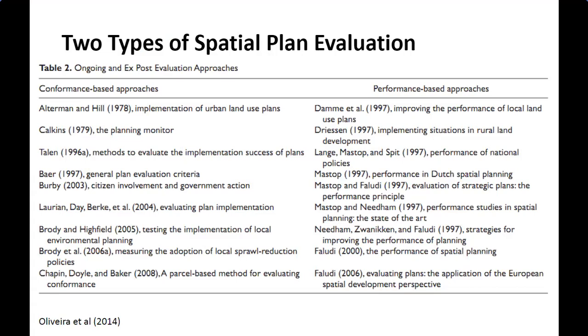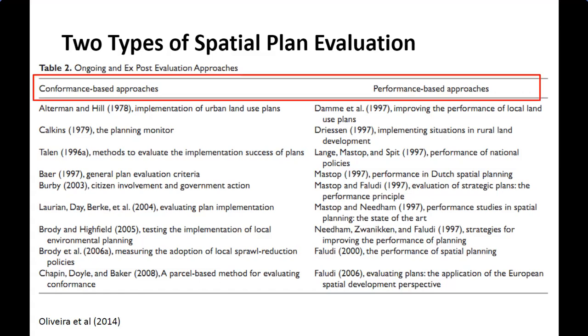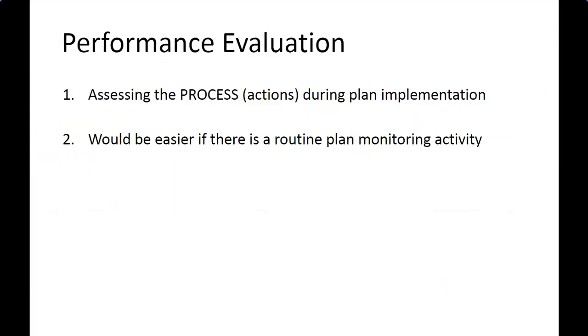And now we move on to the types of spatial plan evaluations, or types of land use plan evaluations. There are two terms that you may hear about spatial plan evaluation. The first one is conformance-based approaches and performance-based approaches. The first one is conformance and the second one is performance. So what is performance? Performance evaluation is assessing the process, the actions during plan implementation.